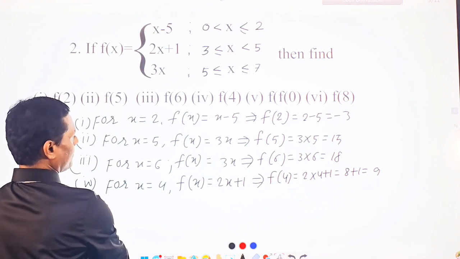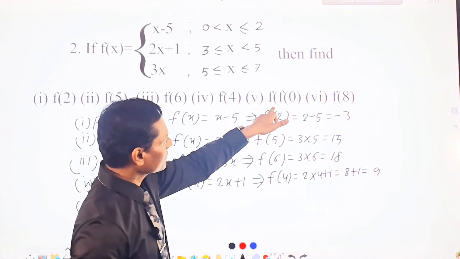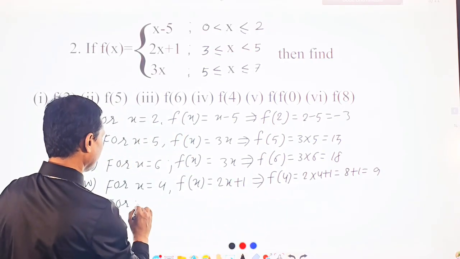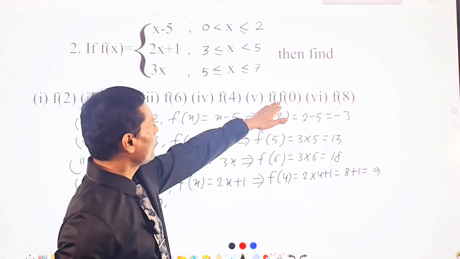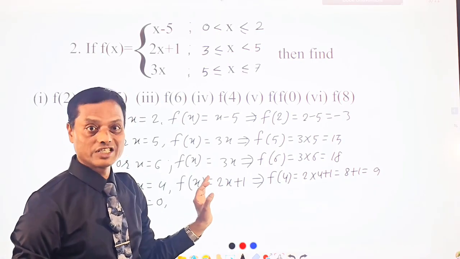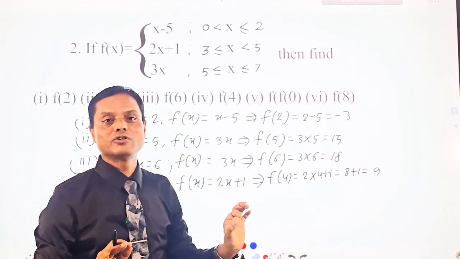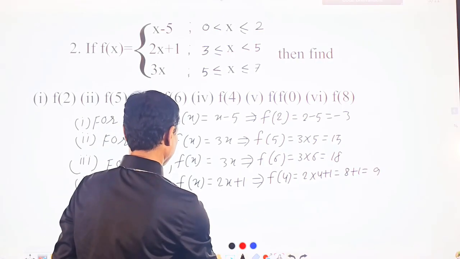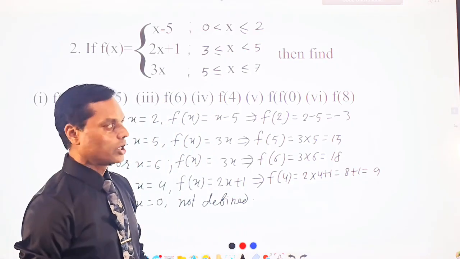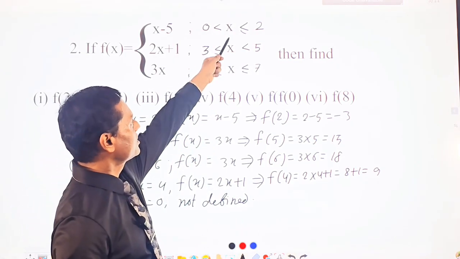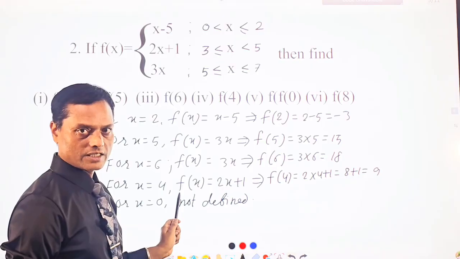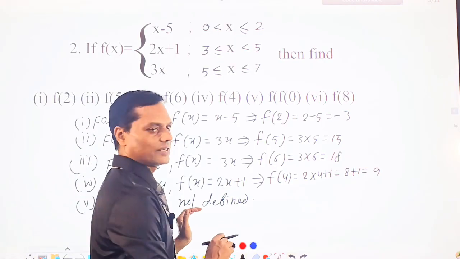Likewise, number 5, we have f(0). So for x equal to 0, see carefully here, the value of x should be more than 0, right? But here the value of x is 0. So according to this condition, f(0) is not defined. Once again, I would like to repeat it: f(0) is not defined. Why? The value of x is more than 0, not equal to 0. So f(0) is not defined, isn't it?